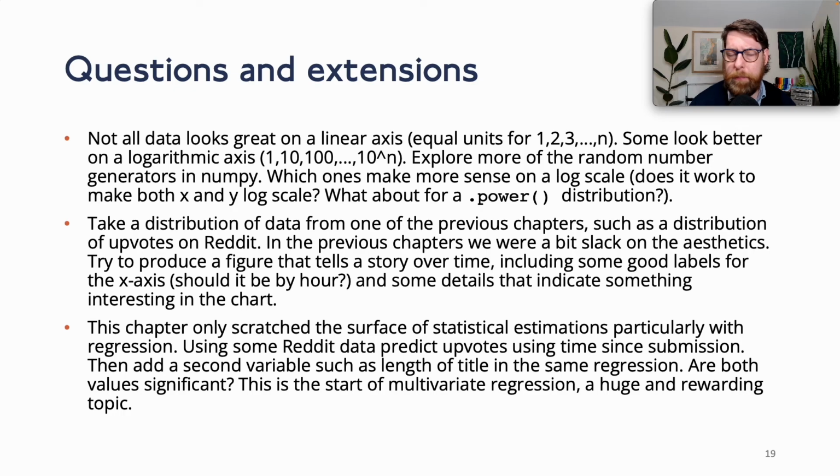And it might be the time, so how long it's been since the story was posted, or it might be the length of the title. Do we think that longer titles get more upvotes? When you're adding both of those things into a regression, then you're starting to account for multiple features together. Have a look at that, see if you can tell a story about the joint influence of these two things.